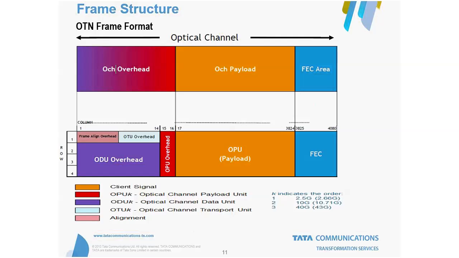Then the overhead. This optical channel overhead has the frame alignment overhead, the OTU overhead, that is optical channel transport unit overhead, the ODU overhead, which is optical data unit overhead, and the OPU overhead, the optical channel payload unit overhead. First is the frame alignment overhead. Can someone say which bytes support frame alignment in SDH or SONET? That performs the function for frame alignment in SDH. The same function is performed by this block here. We will see the other overheads in detail.